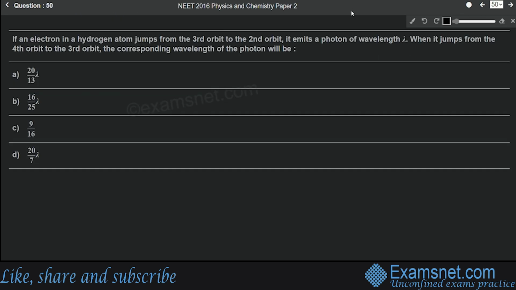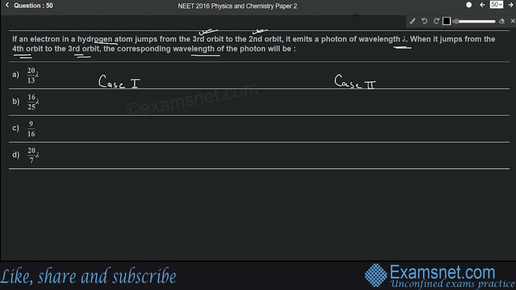Question number 50 is from the chapter Atoms, and the question is: if an electron in a hydrogen atom jumps from third orbit to second orbit, it emits a photon of wavelength lambda. When it jumps from the fourth orbit to third orbit, then the corresponding wavelength of the photon will be. So again here are two cases, case 1 and case 2.